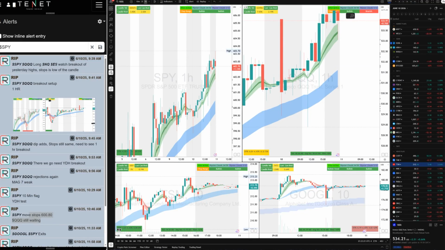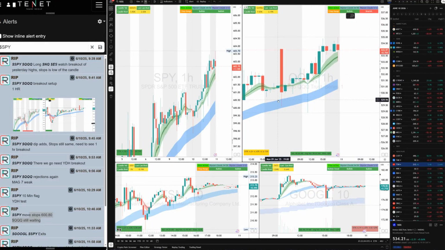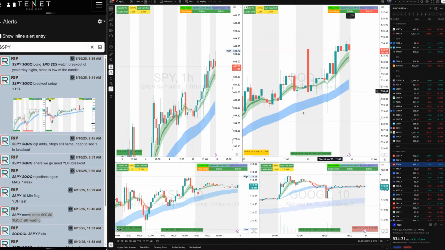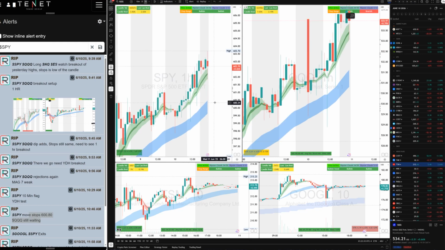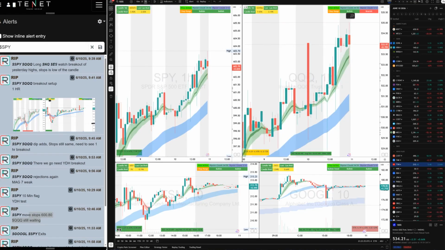And finally, we did get the 1 hour breakout on QQQs. But if you look at the 1 hour chart, it makes sense how we are moving. But again, the range is too small. QQQ did go a little bit higher, but the SPY range is even tighter. That's not what we are looking for.